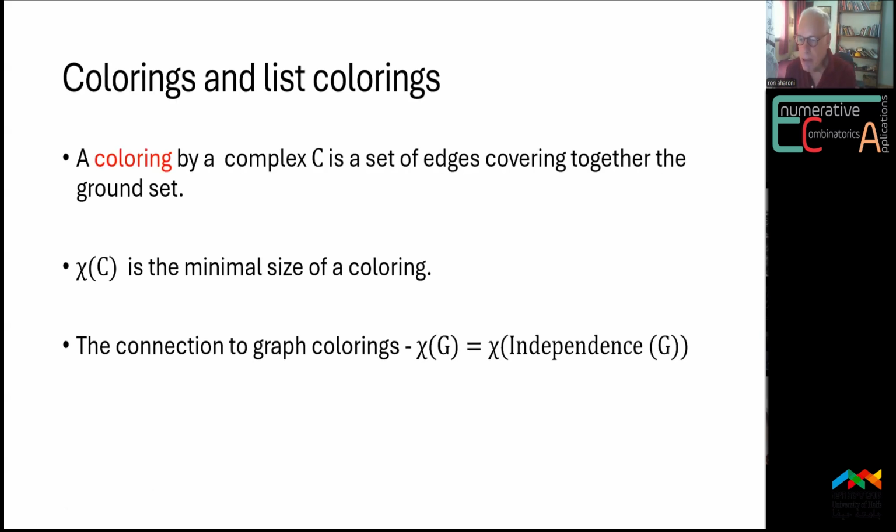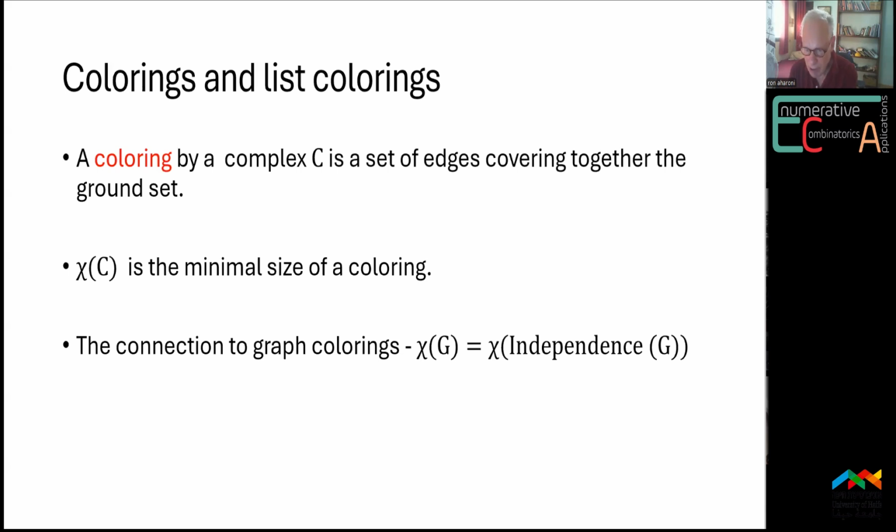And we should be interested mainly in colorings of hypergraphs. What is a coloring of a hypergraph? It's a cover by edges. So a coloring of a complex C is a set of edges covering together all vertices in the world. And chi of C is the minimal size of a coloring, the minimal number of edges that cover together all the vertices.